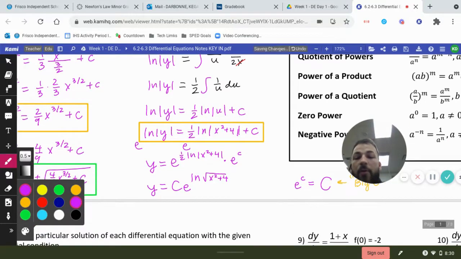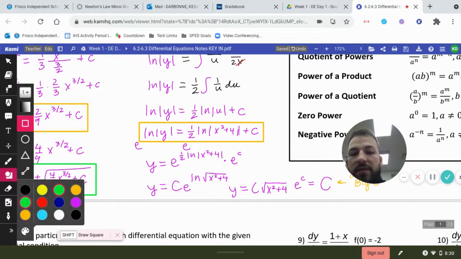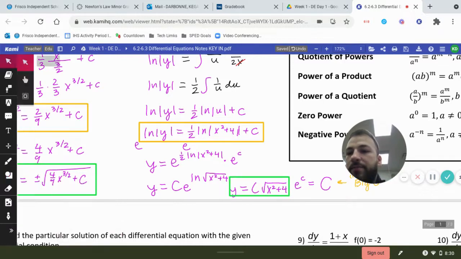Okay. Now, once I change it here, then I can get that e and natural log to cancel out. So this becomes y is equal to just big C square root of x squared plus 4. And that is our final answer.